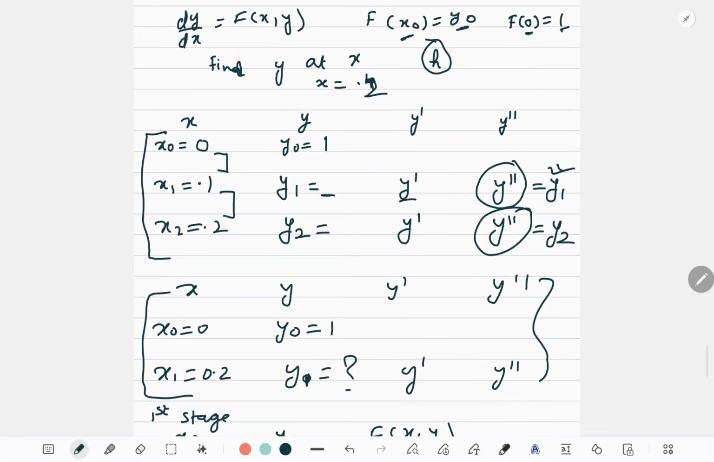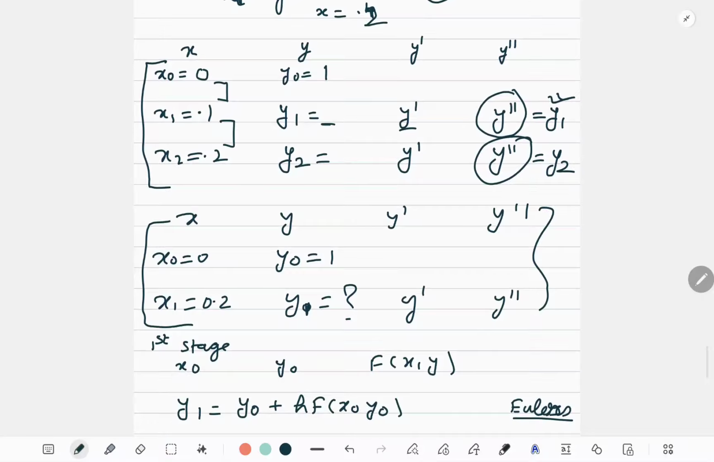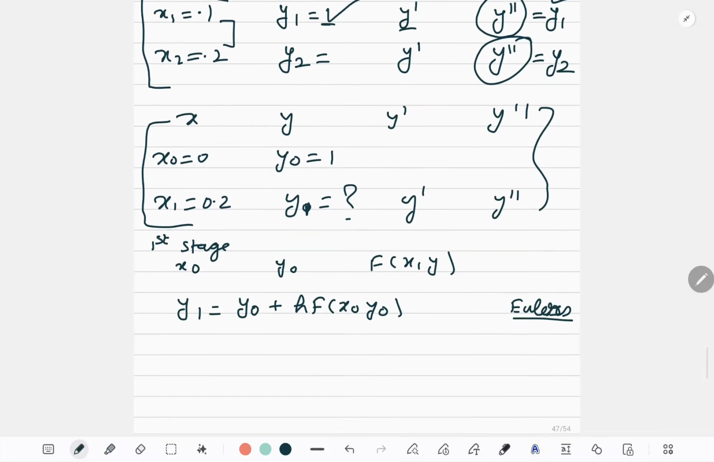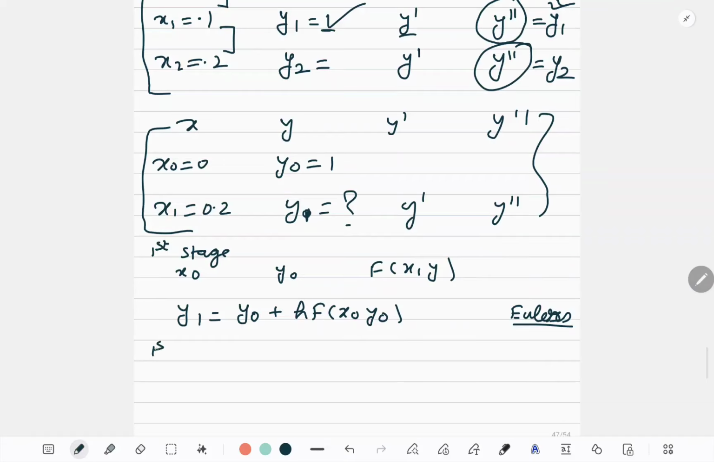Okay, so in your table you can fill in your y1 here. Whatever y1 comes out, you will fill in here. Okay. Now my job is to modify this value. So I will do the first modification.